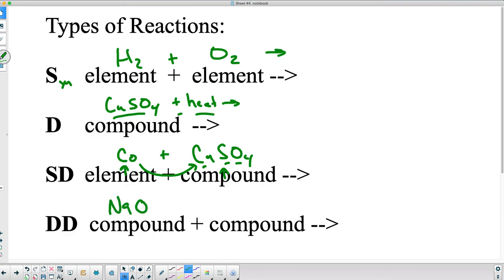Then we can have a compound plus a compound yields. Notice we have more than one capital letter here and more than one capital letter here. So these are two compounds. We have our plus part, our minus part, our plus part, and our minus part. And then we just simply take the two negatives and switch them. And that's a compound plus a compound, which is double displacement.